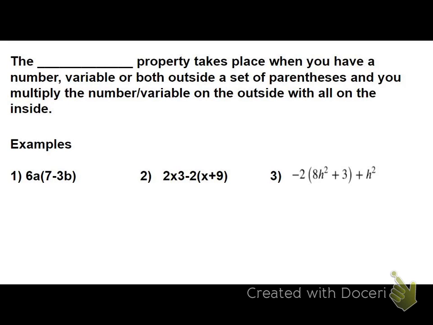Okay, so we're going to look at example number 1. It says, the blank property takes place when you have a number, variable, or both outside a set of parentheses, and you multiply the number or variable on the outside with all on the inside. What is that called? All those words basically mean to do what? Distribute. So the distributive property, so distributive is what needs to go down there.